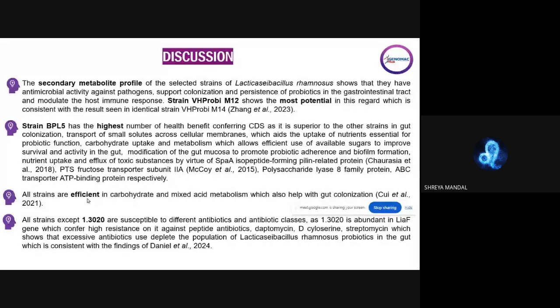And all strains were efficient in the case of carbohydrate mixed acid metabolism. That is a good sign because it will help in the gut colonization, and all the strains except 1.3020 are susceptible to different antibiotics and classes. So we can use this conclusion in further studies as well.